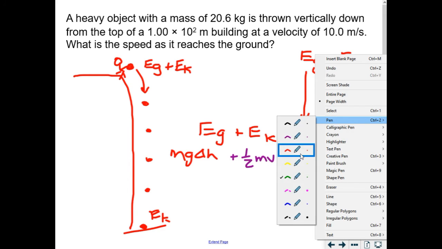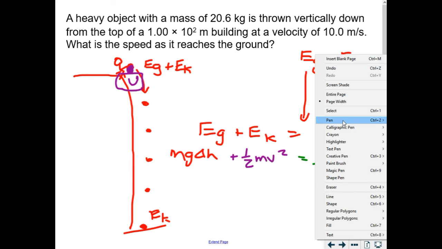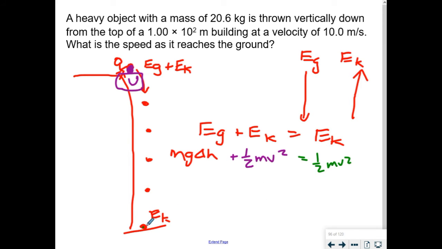So if I can color coordinate that, where's purple again? This is the velocity of the ball right here. But in green, down here at the bottom, eventually the ball will hit the ground. We want the velocity down here. So we actually have 2 different velocities. We have the starting velocity of what we throw it, and then the final velocity as it hits the ground. So that's why I'm color coding it.